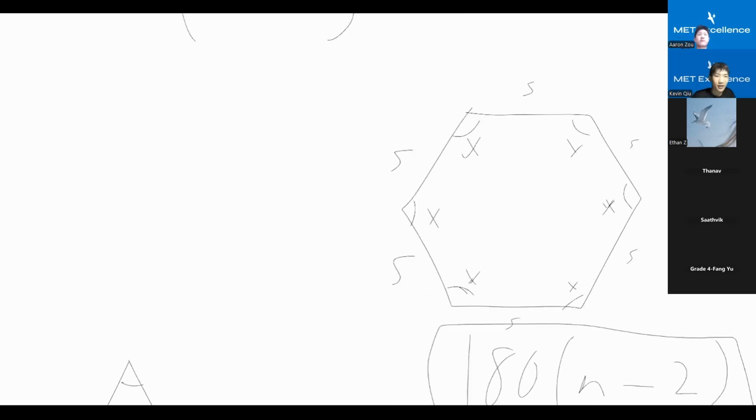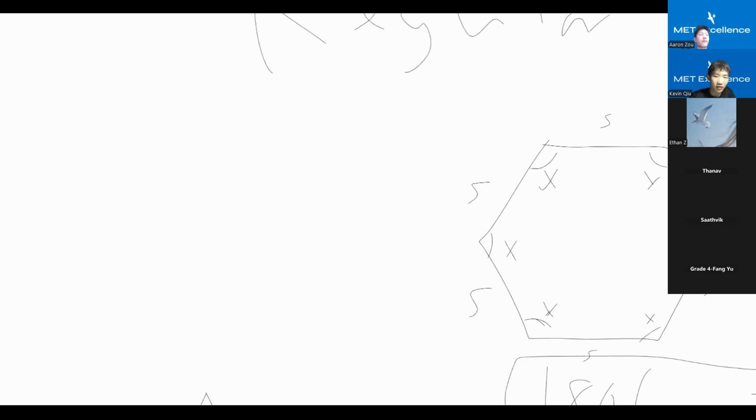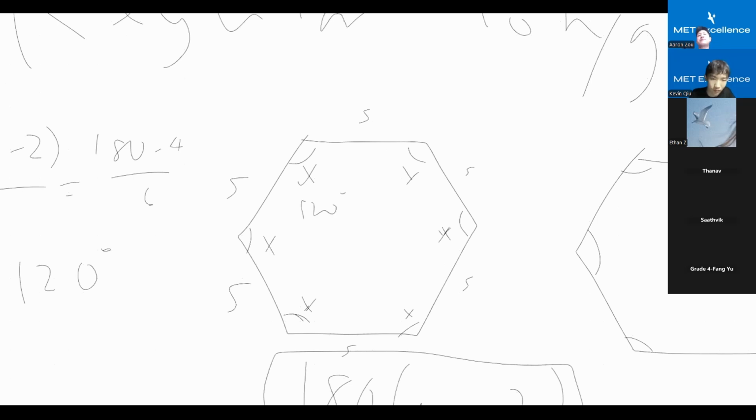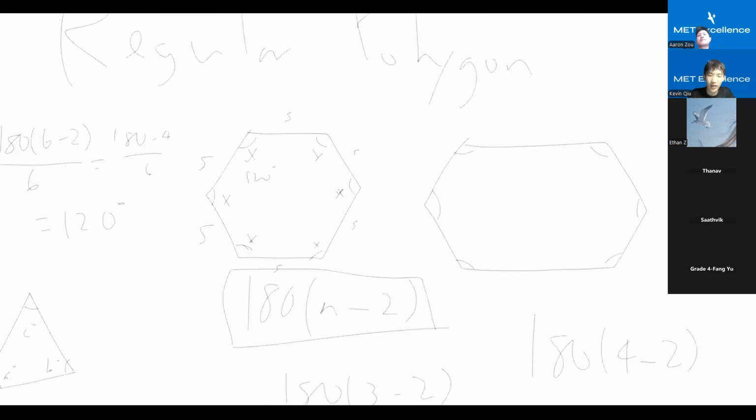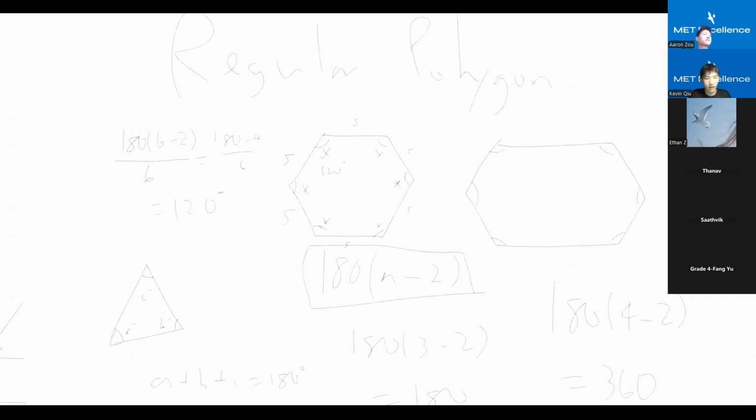So how we would do this is we would find the total of the interior angles first, which we know is 180 times 6 minus 2. Got ahead of myself there. And then we would divide it by the number of angles because each of them has an equal amount. So divide by 6. And this is 180 times 4 over 6, or 120 degrees.